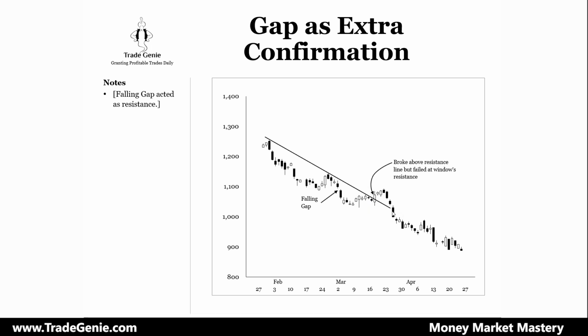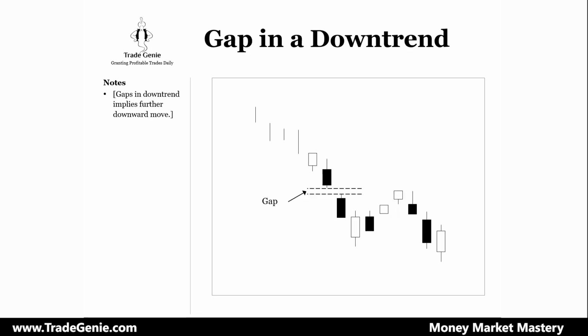It filled the gap and signal came, and the market crashed. So gap as extra confirmation. So this gap is an extra confirmation of the trend line break. Now the same phenomena.